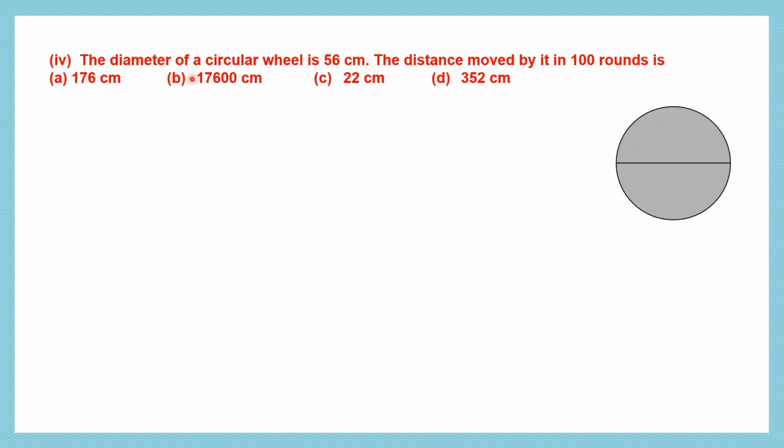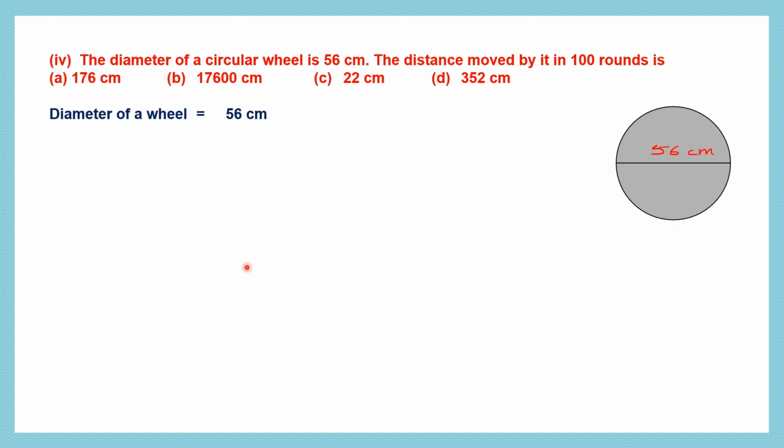Question 4. The diameter of a circular wheel. So let's take this as a circular wheel, and the diameter is 56 centimeters. So this is the diameter, the straight line. So 56 centimeters is the diameter. The distance moved by this wheel in 100 rounds is what we need to find out. This wheel will keep moving, and each time it completes one round, one circumference is completed, isn't it? So we need to find how far it has moved in 100 rounds. That means we need to find the circumference and then multiply it by 100. So let's begin.